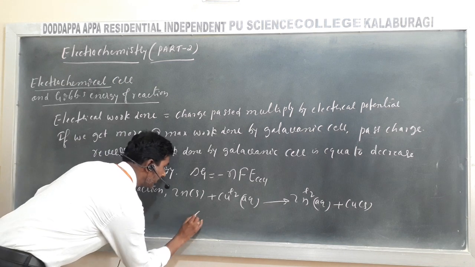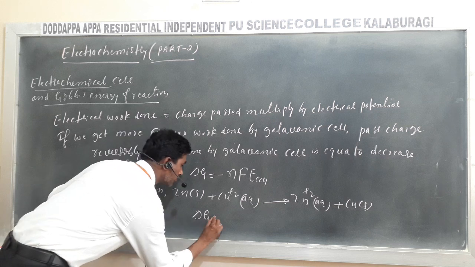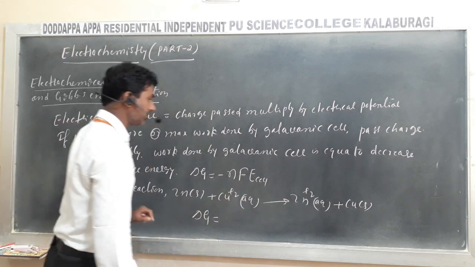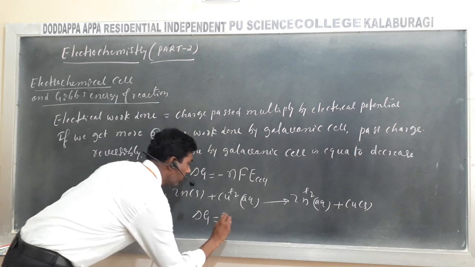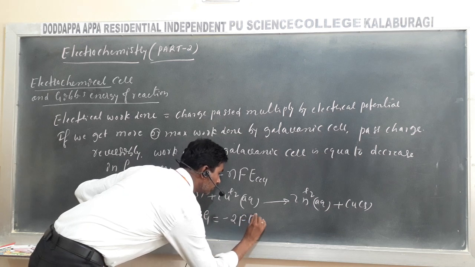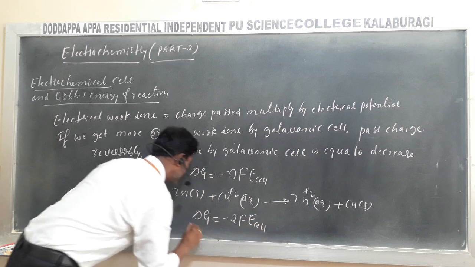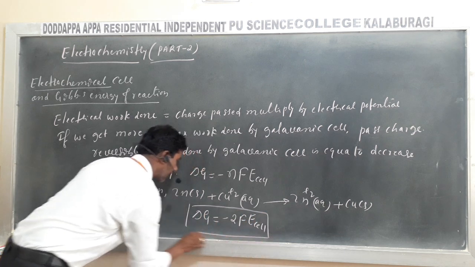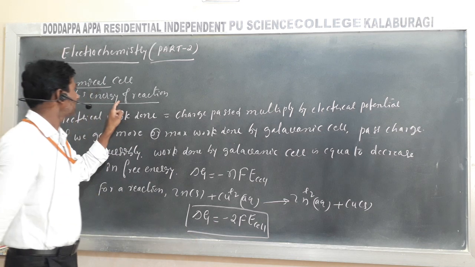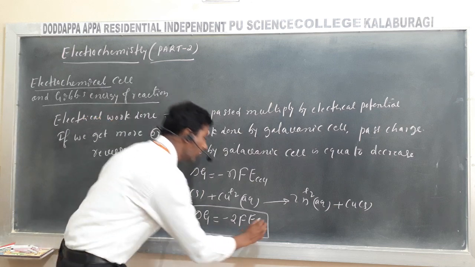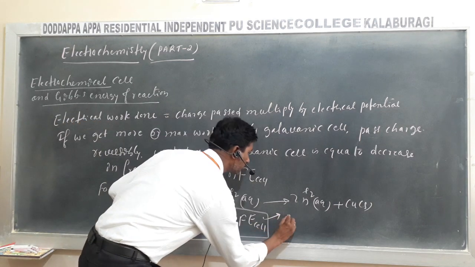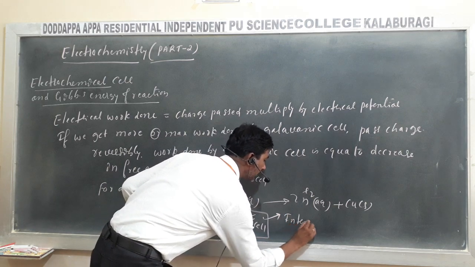So we can write delta G is equal to minus nFE cell. What is n? n is nothing but the change in oxidation number, so here it is 2. So delta G equals minus 2F E cell. This is the relation between the electrochemical cell and the Gibbs energy of reaction. E cell is an intensive property.